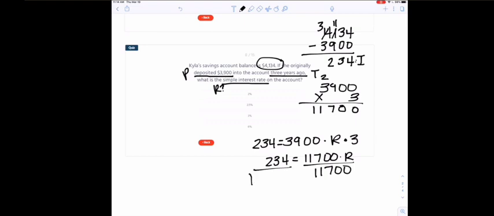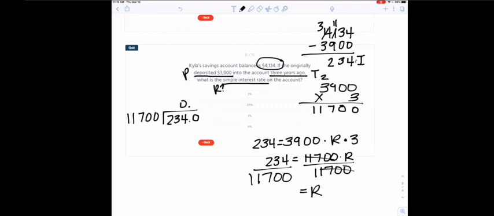Now we're going to divide by 11,700, and whatever we do to one side of the equal sign, we also do to the other. And now that we have that, let's do our division problem. Remember, the numerator goes on the inside, and the denominator goes on the outside. So 11,700 goes into 234 0 times. It's a way too big of a number. So we're going to add a decimal top and bottom and add a 0 on the bottom.